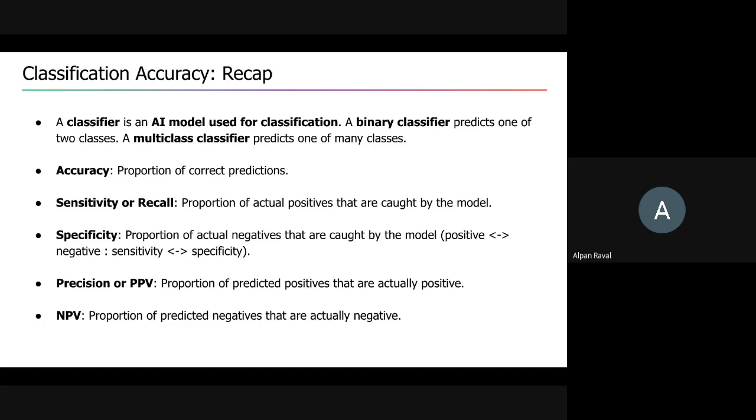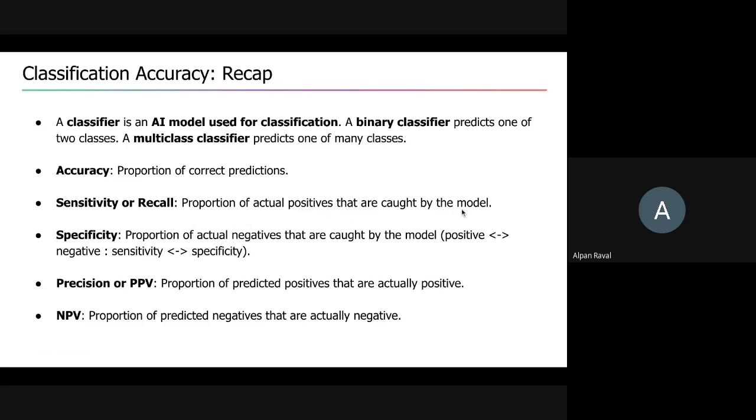Okay, so let's just do a little bit of a recap. First, what is a classifier? A classifier is an AI model used for classifying data into one of many categories, or classes. A binary classifier is one that predicts one of two classes. A multi-class classifier is a classifier that predicts one of many classes, more than two. Accuracy of a classifier is the proportion of correct predictions. Sensitivity or recall is the proportion of actual positives that are caught by the model.